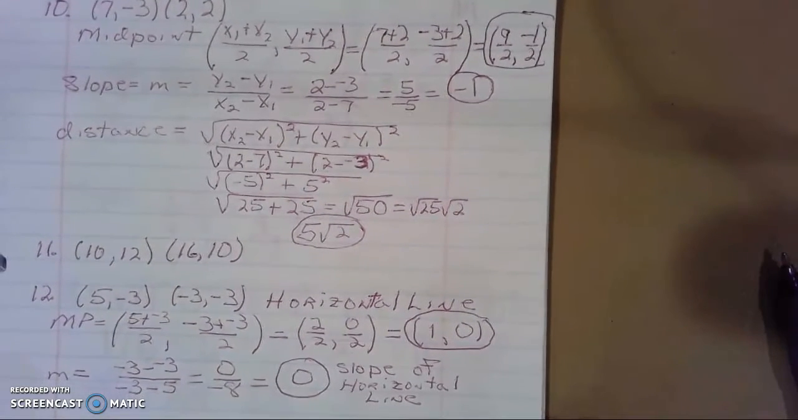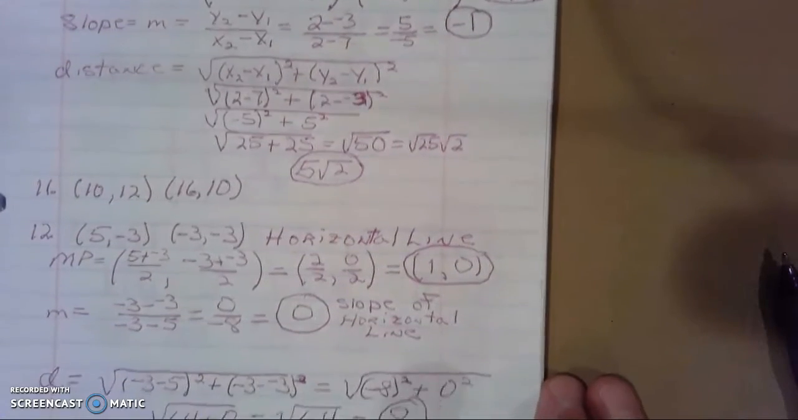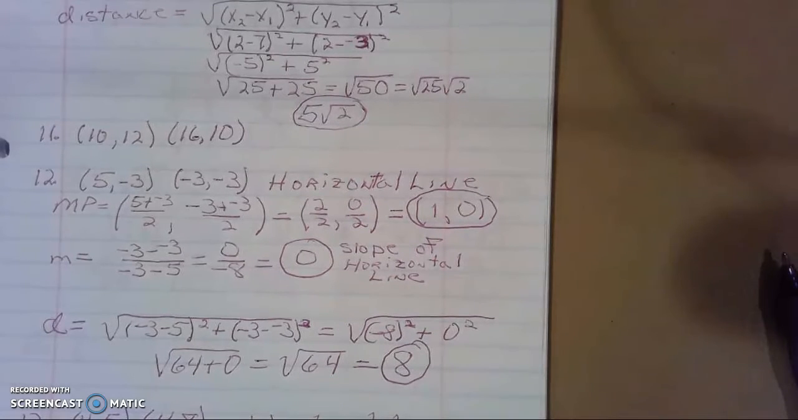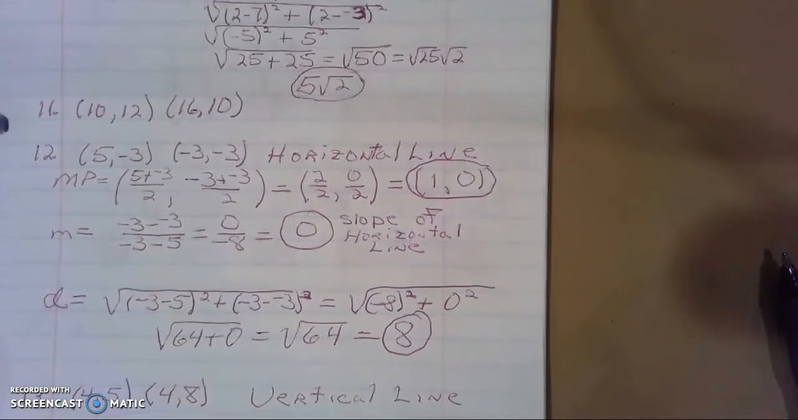Number 11 is 10, 12, and 16, 10 for you to do. Number 12 is shown here. It is a horizontal line. I found the midpoint. I found the slope. The slope of a horizontal line is 0. Then I found the distance.